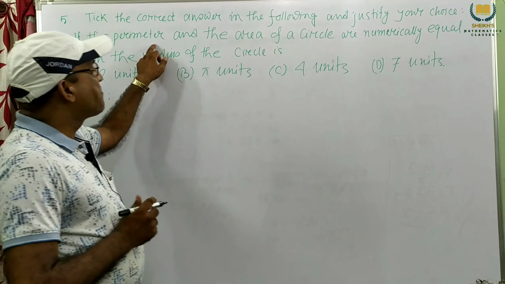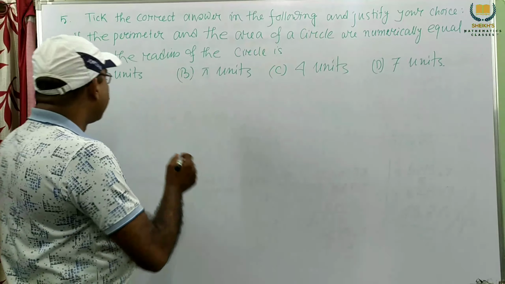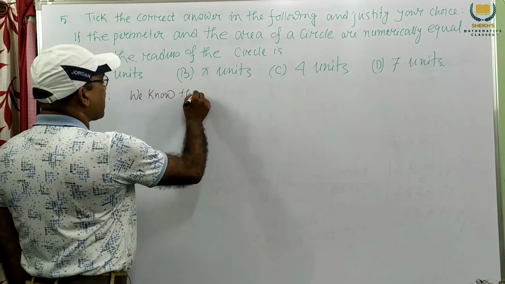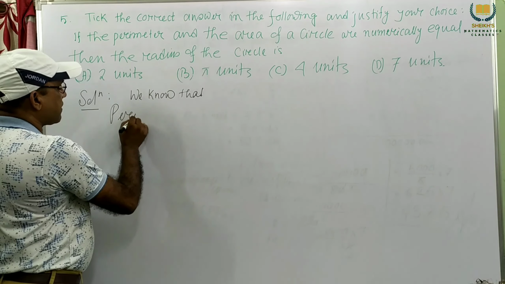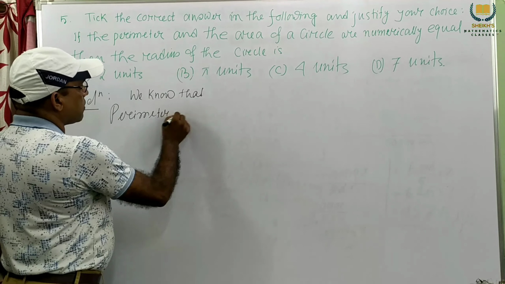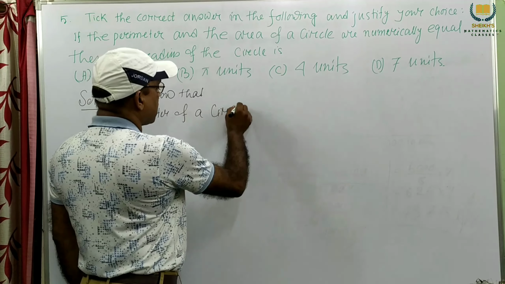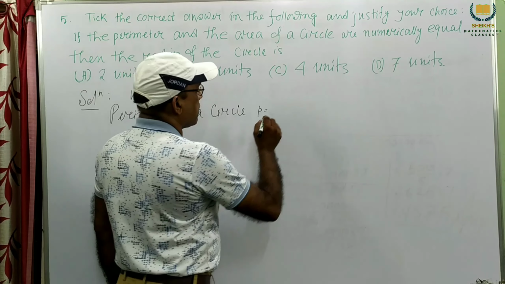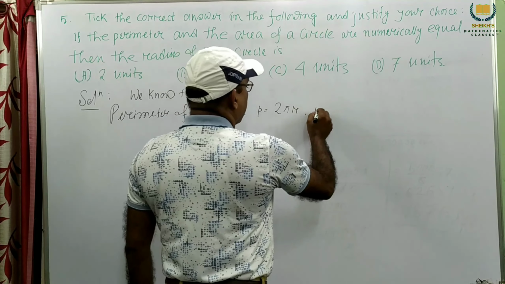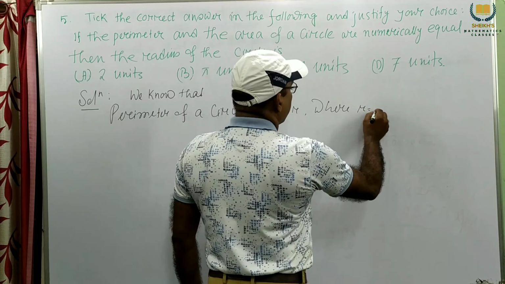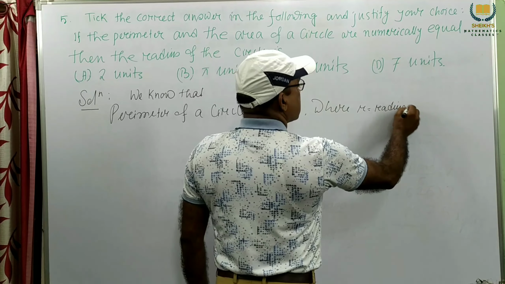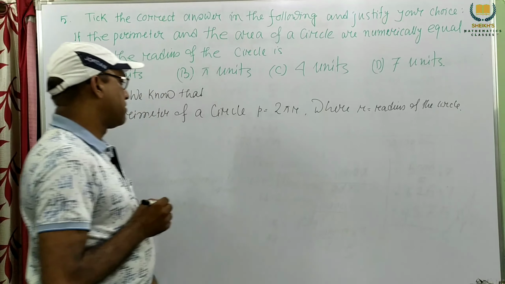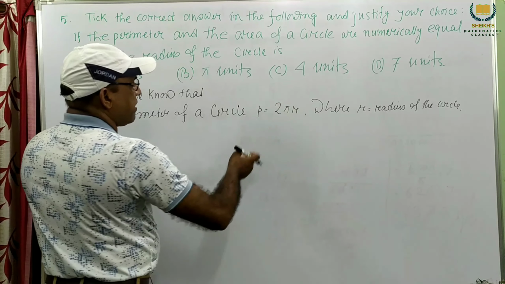So now given perimeter and area are equal. We know that the perimeter of a circle, suppose P or C, we can write as 2 pi r, where r equals the radius of the circle. This is the perimeter P, or we can write C also.